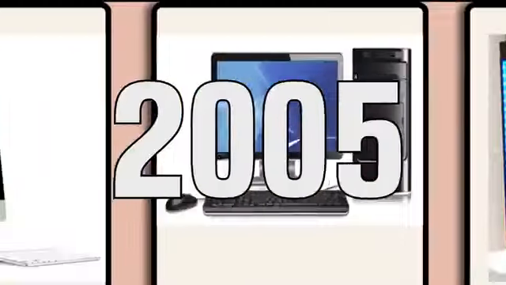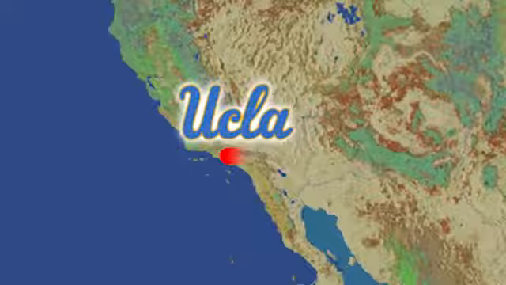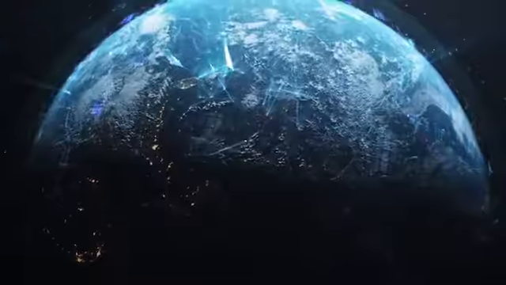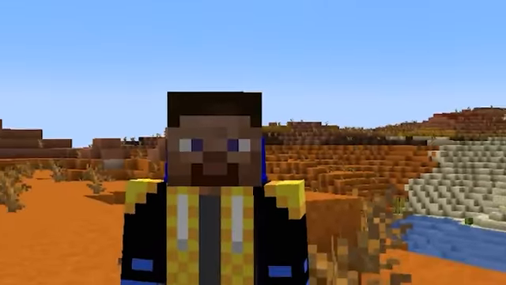Wait, what? See, it all started way back in 1969 when this dude decided to send a message from one computer in California all the way to another computer in California. And that simple idea of exchanging data across networks turned into today's global data trade we call the internet. But building it in Minecraft wasn't gonna be easy.